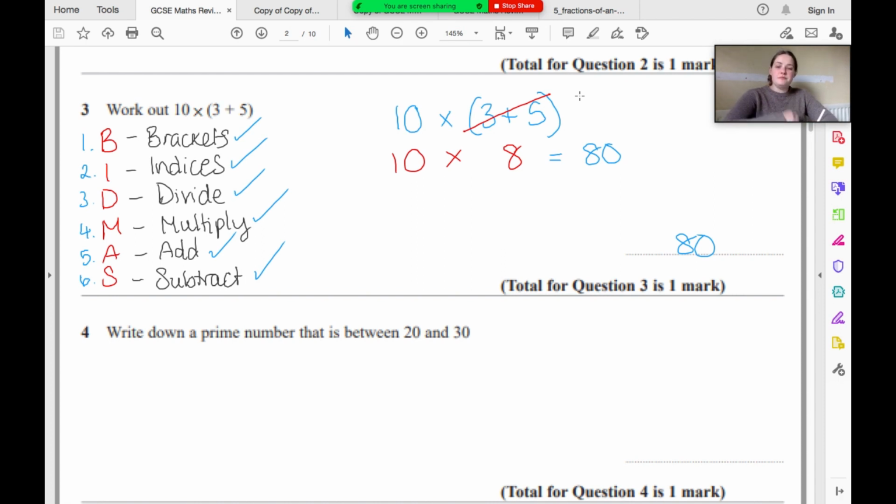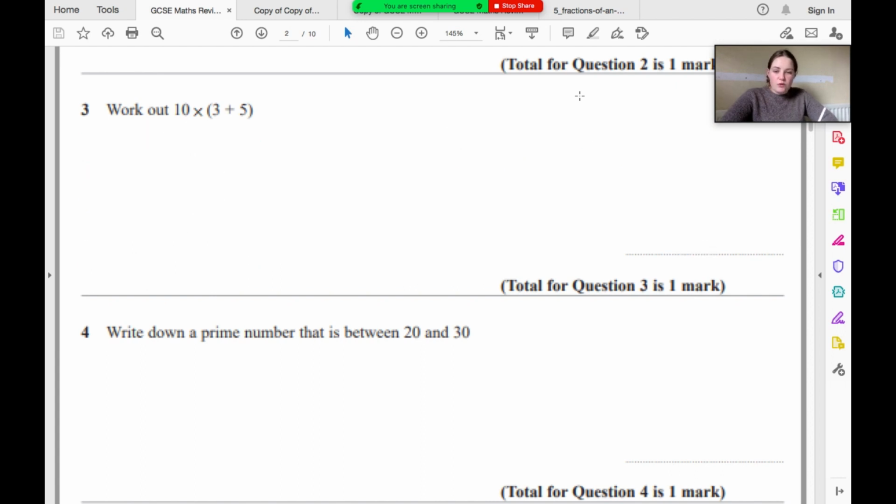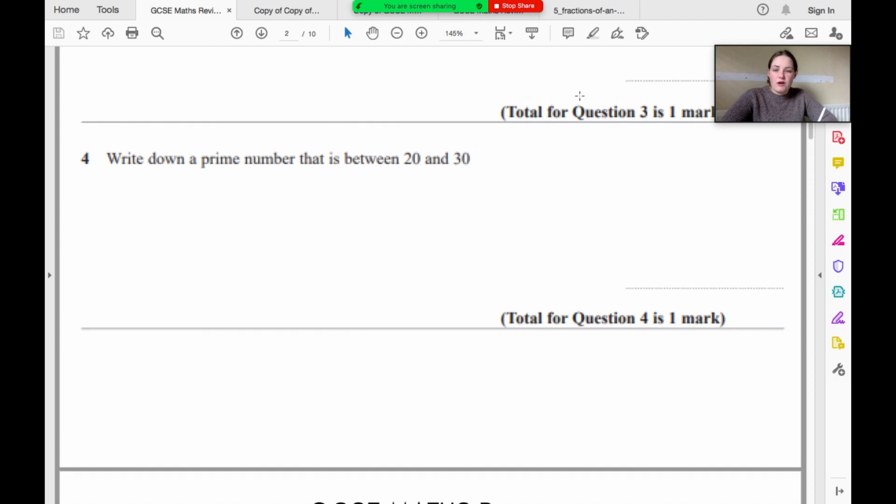All right. So the next question then says to write down a prime number that is between 20 and 30. So if you want to pause the video and have a go at that one, go right ahead, and then you can press play for the answer. So if you've had a go at that one then, let's have a think about prime numbers.